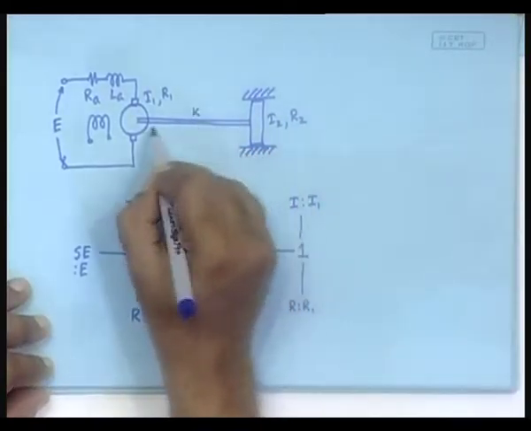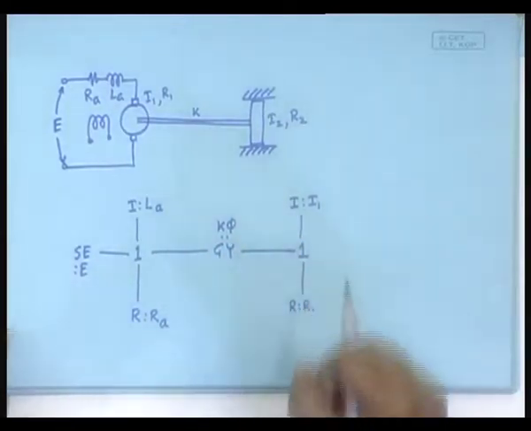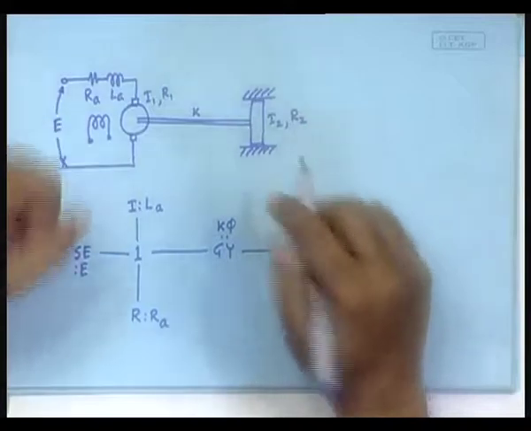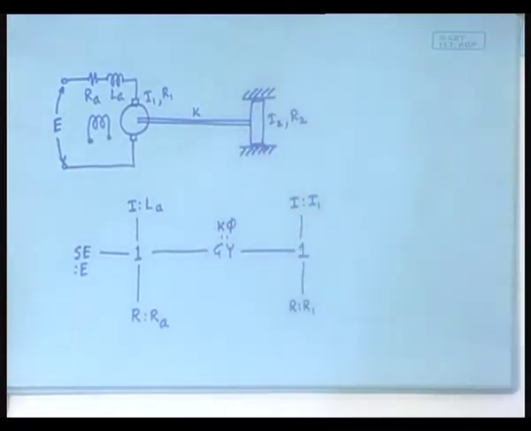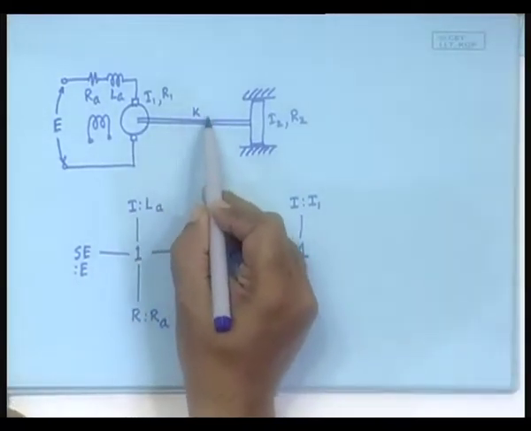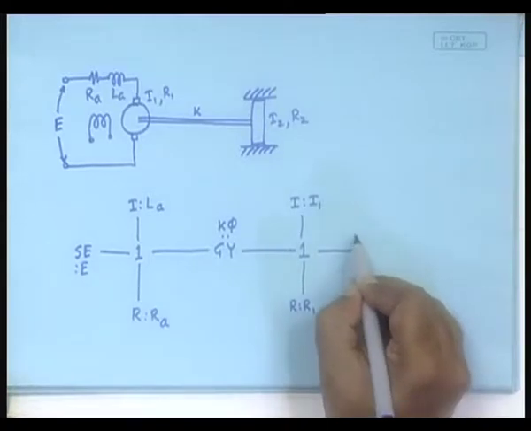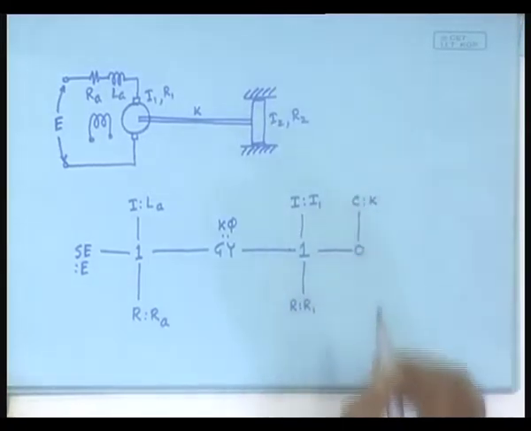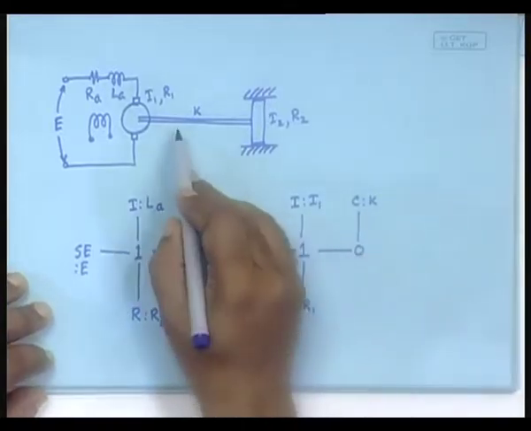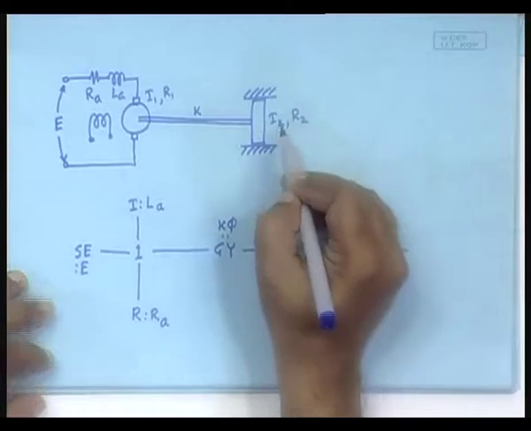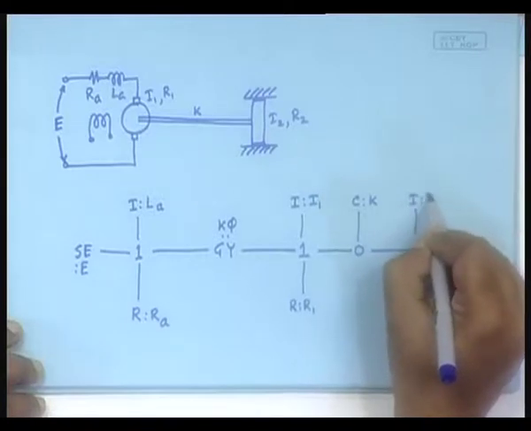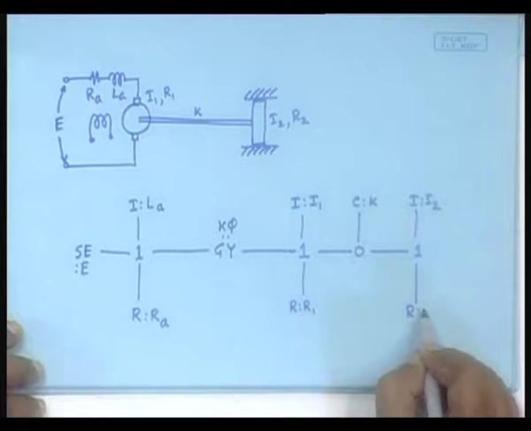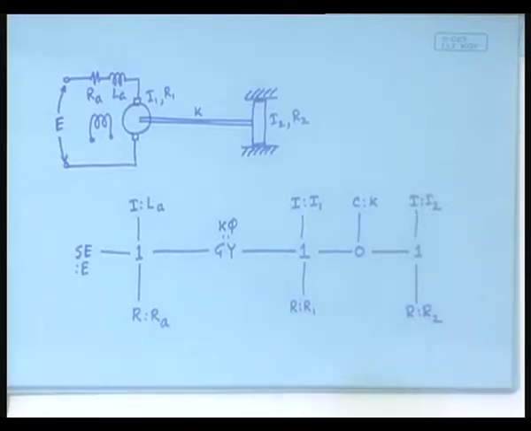Now, here there was a springiness, there was some degree of freedom, so that they can move somewhat independently of each other, but this point and that point share the same effort. Yes, they share the same effort. As a result, this C element will be connected by means of a 0 junction to the C, which is K. Then on this side you have these two elements sharing the same flow. So, it is 1, I 2, R 2. So, that is the bond graph.